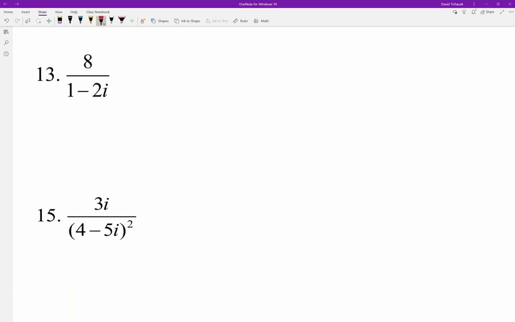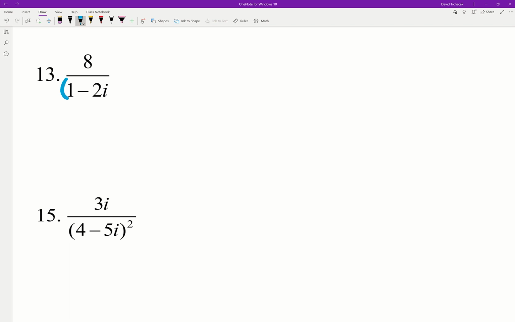All right, in number 13, we have a complex number in the denominator. And remember that the definition of i is that it's the square root of -1. So really what we're saying here is that we have 1 minus 2 times the square root of -1. We never like to see the square root in the denominator, and so for that reason, we never like to see i in the denominator either. So we're going to have to do some work to remove i from the denominator.